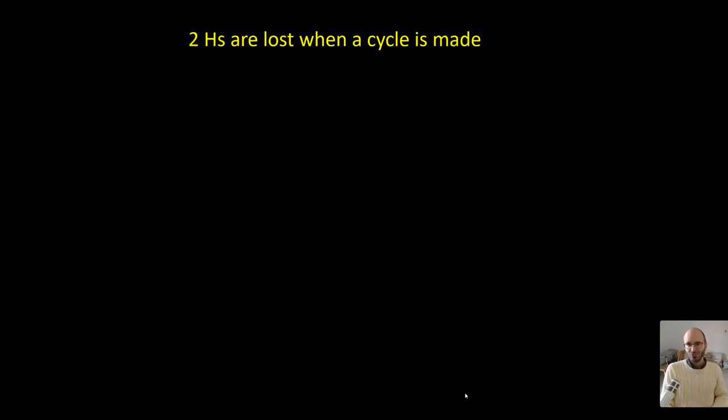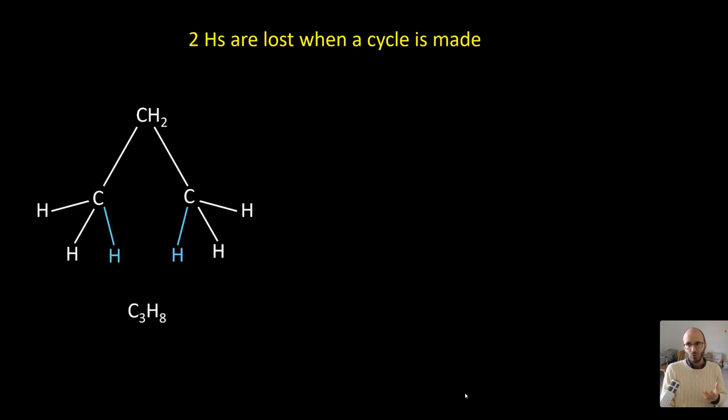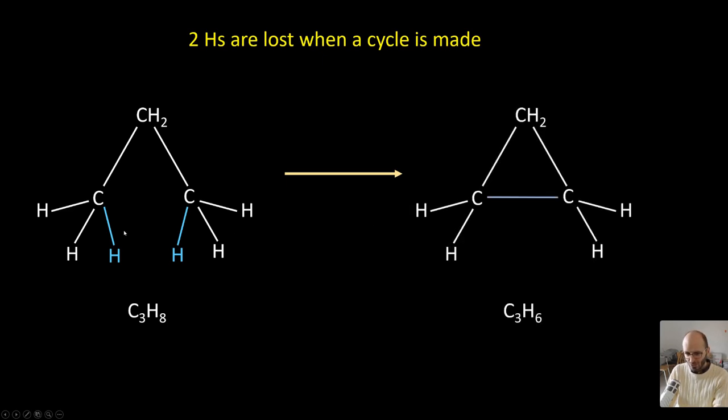First point is that two hydrogens are lost when a cycle is made. For example, we have here propane with 3 carbons. Then when you make cyclopropane, you are going to lose these 2 hydrogens, which come out as hydrogen, H2. So you go from H8 to H6 by forming a cycle. That's really important.